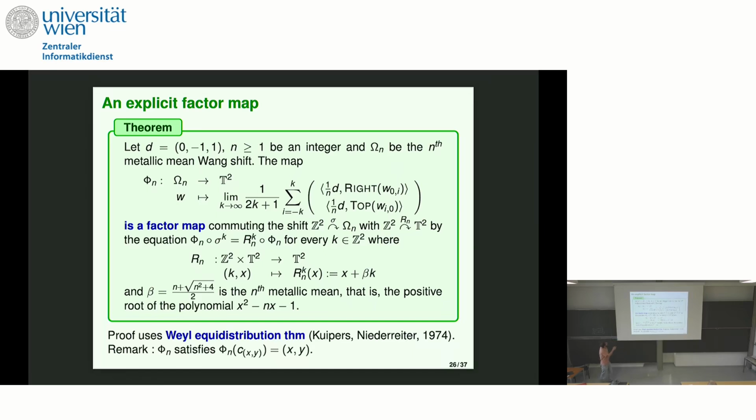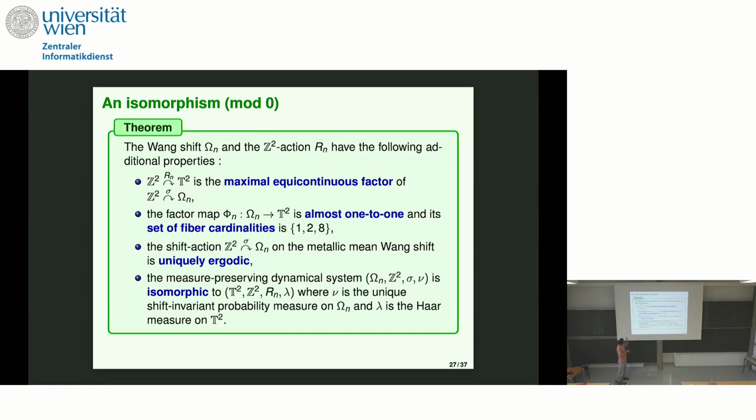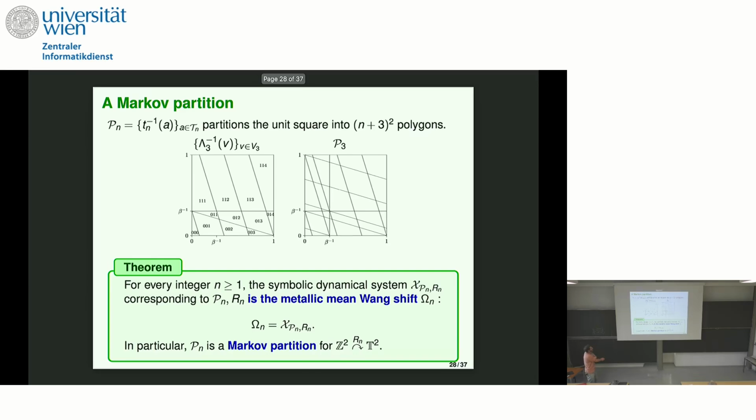We can say more because this factor map is almost 1-to-1. So the Z2 action by rotation is the maximal equicontinuous factor. The factor map is almost 1-to-1, and the maximal cardinality of the fibers of the factor map is 1 to 8. It's uniquely ergodic, and with this, this factor map is continuous, and in fact, it gives the isomorphism between the two systems seen as measurable dynamical systems. I'm just going fast because I want to say other stuff. I think I will have enough time.